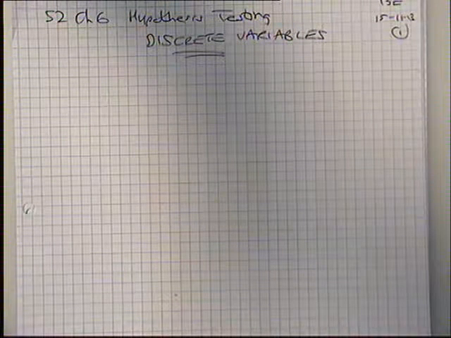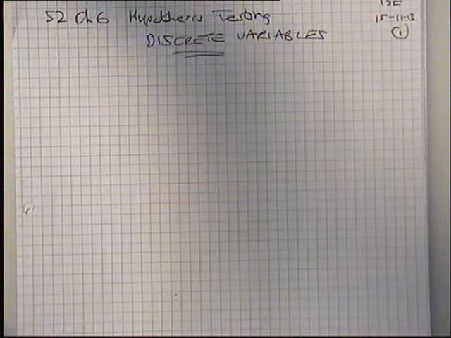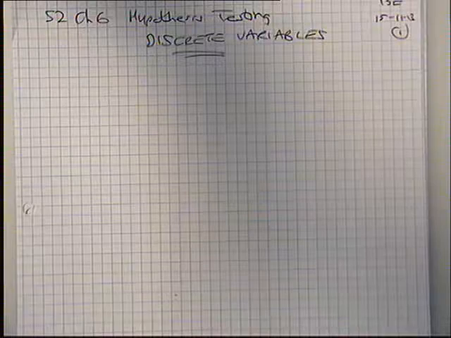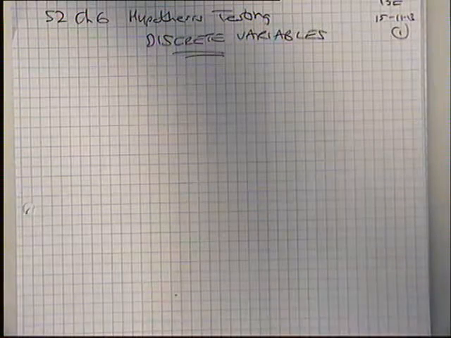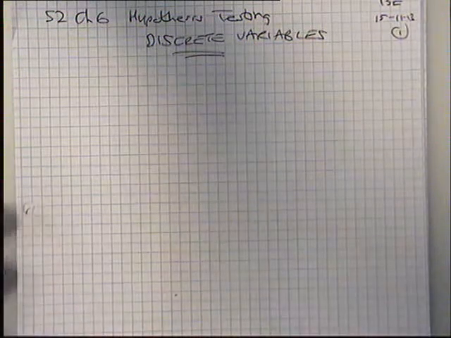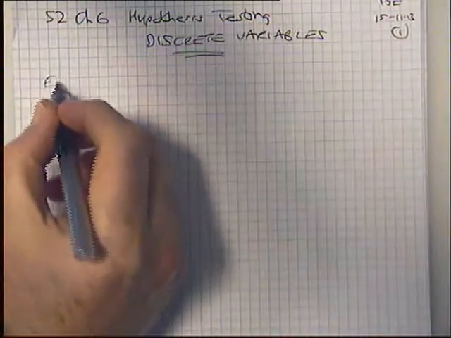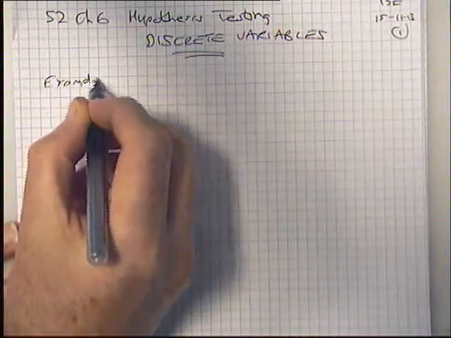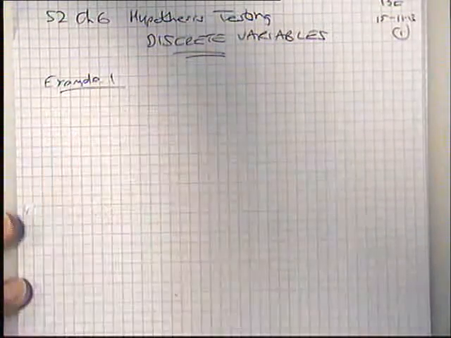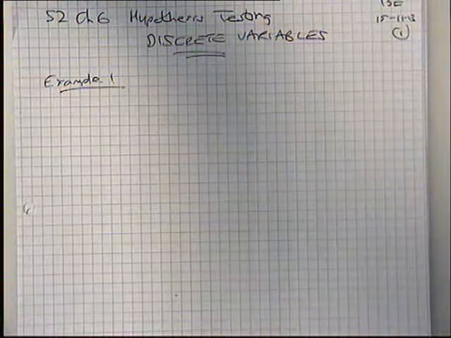Right, we're starting the next chapter, chapter 6, hypothesis testing with discrete variables. We've already done it with continuous variables, so some of the concepts we've used then will just keep going with this. So I'm just going to go straight into an example and we'll discuss what you might want to do and we'll see whether or not you've got the right ideas.